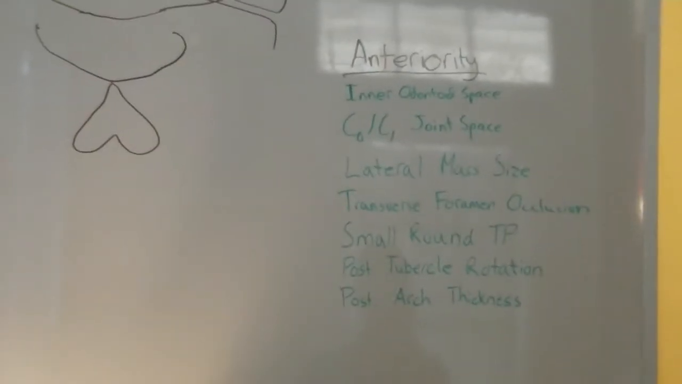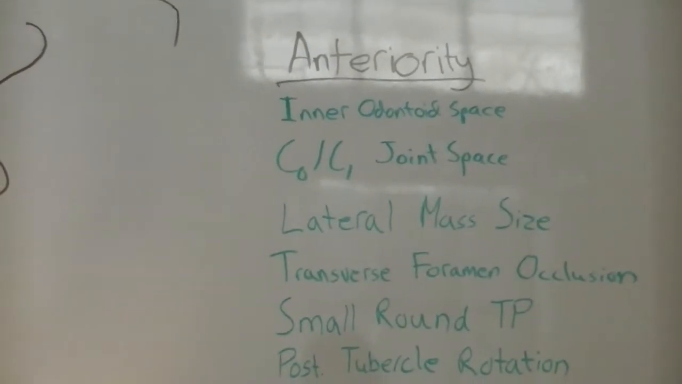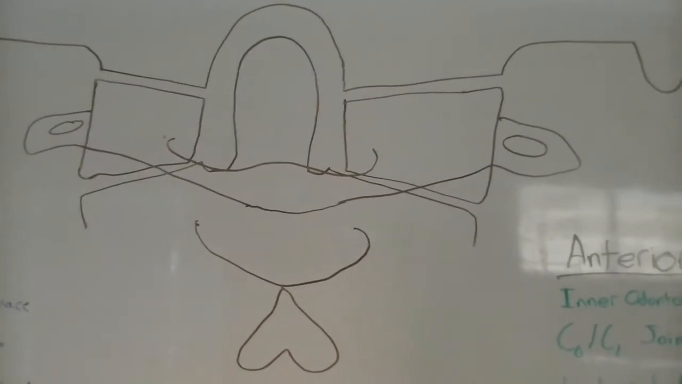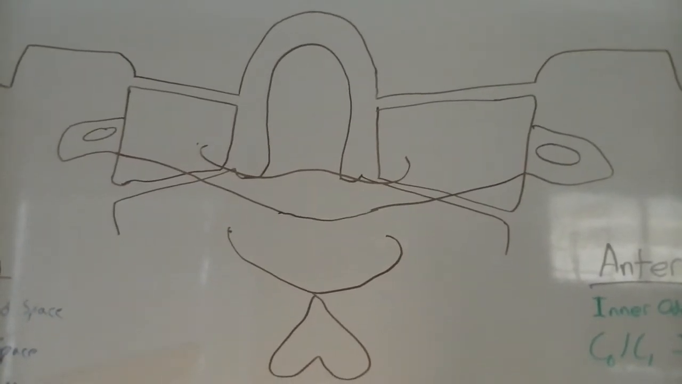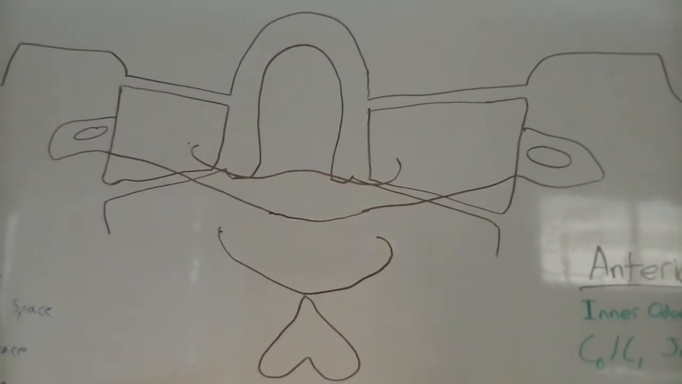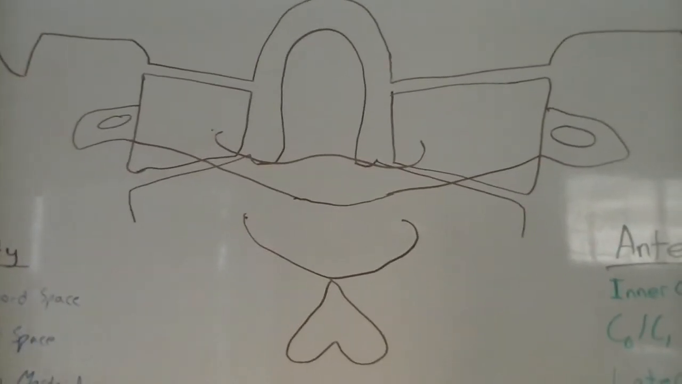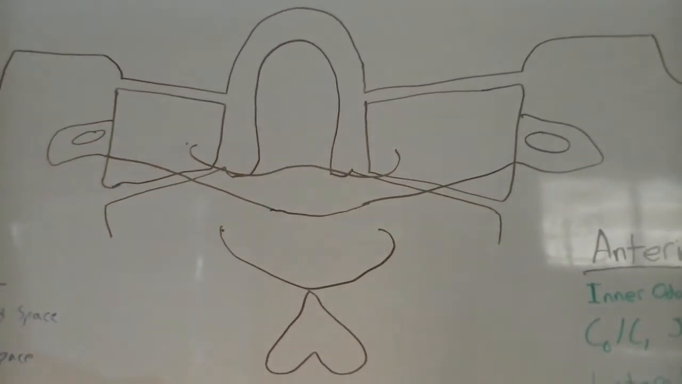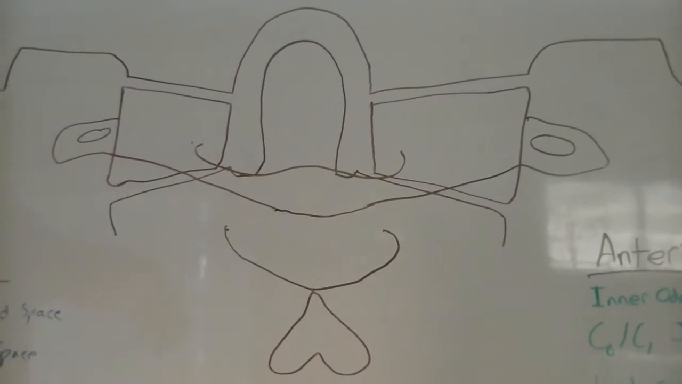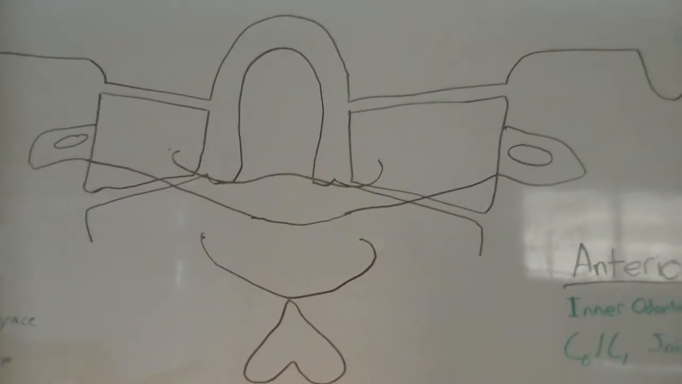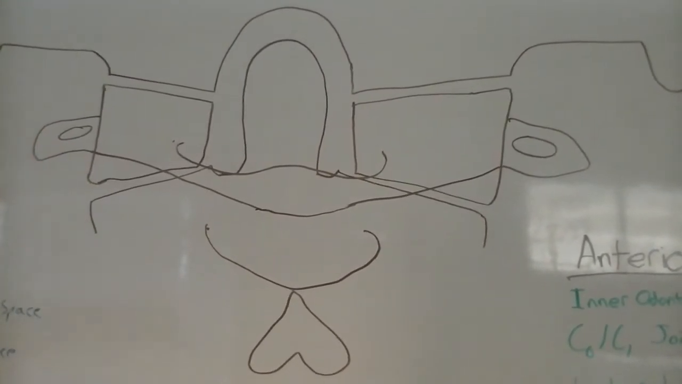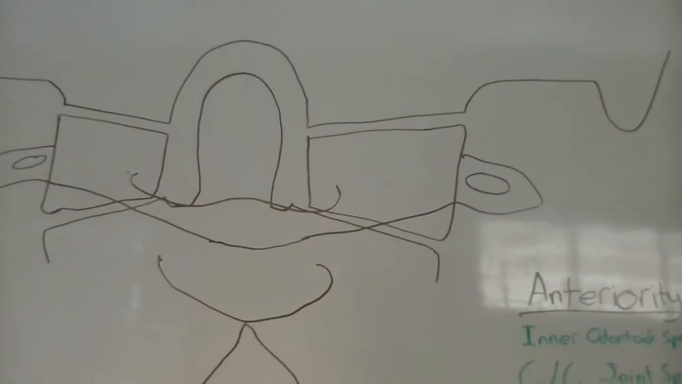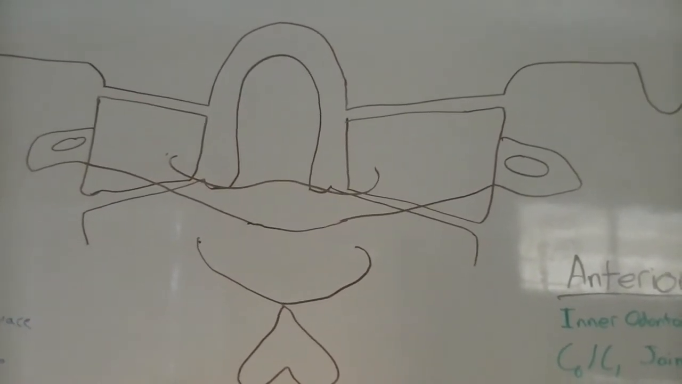Anteriority is a little bit similar in most aspects. The interodontoid space is going to be smaller on the side of anteriority. The occiput and atlas joint space is going to be narrowed. The lateral mass will appear larger and more dense. The transverse foramen will look occluded, so if you have anteriority, it's going to be rotated, and the transverse process will look a little bit more cylindrical. You'll have a small round TP, and the foramen will be cut off. The posterior tubercle will be rotated, so it'll be on one side compared to the other, and the posterior arch will appear a little bit thicker.